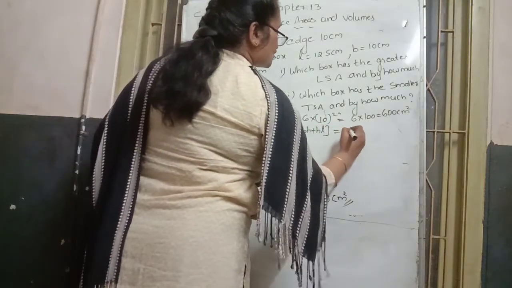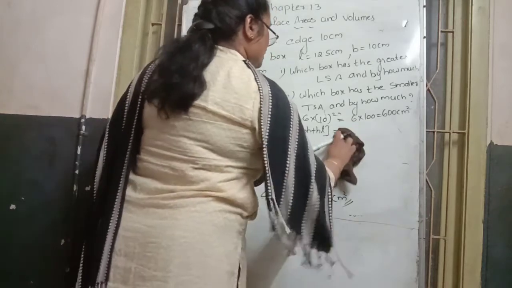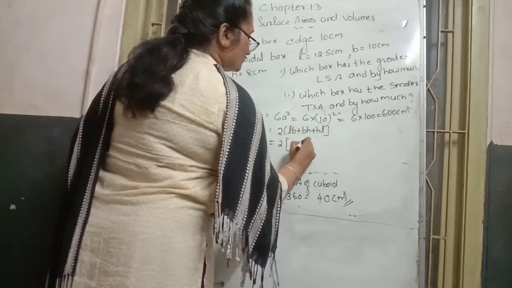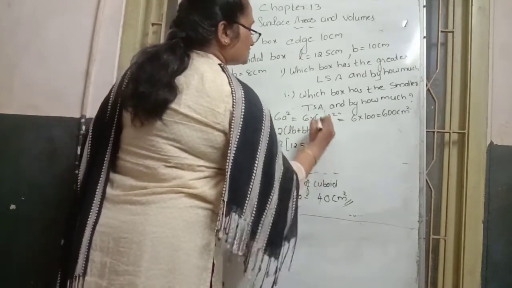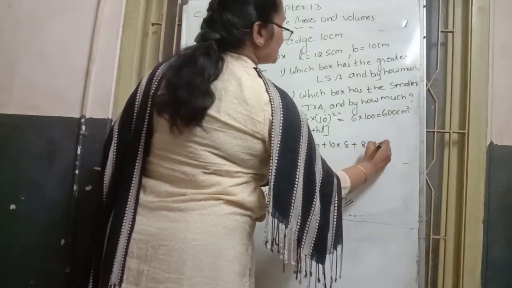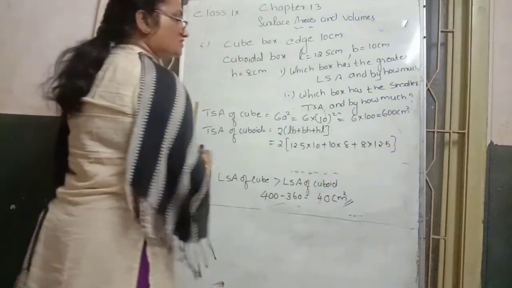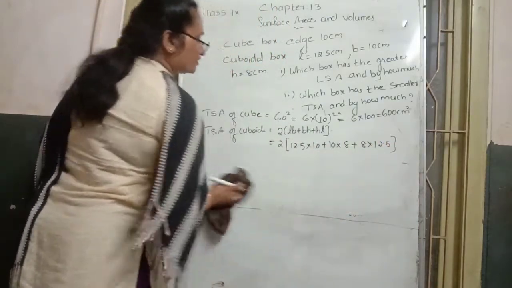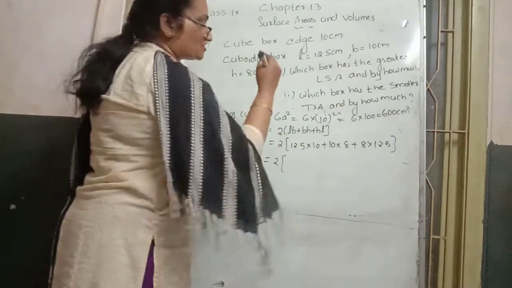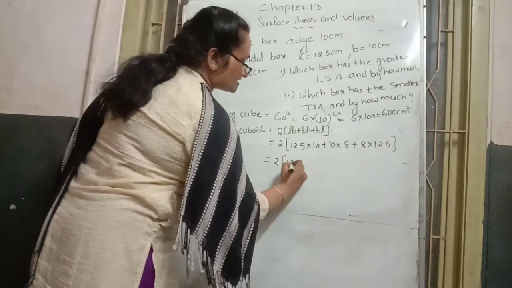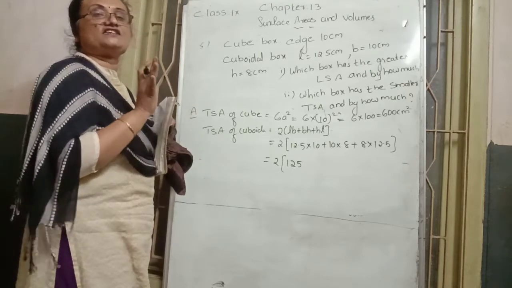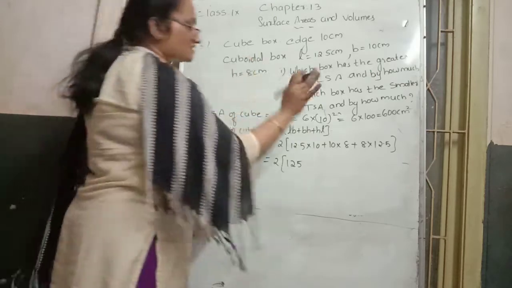Then we write 2 into, substituting the values: length 12.5 into breadth 10, plus breadth 10 into height 8, plus height 8 into length 12.5. In this way we substitute the values and calculate. Any decimal number multiplied by 10: from left to right, take one place and put the decimal point. The 5 comes after the decimal point, and after the 5 there are no more digits, so leave it.